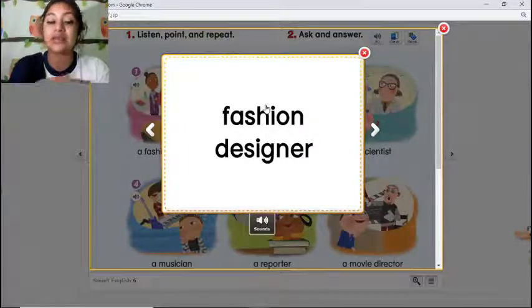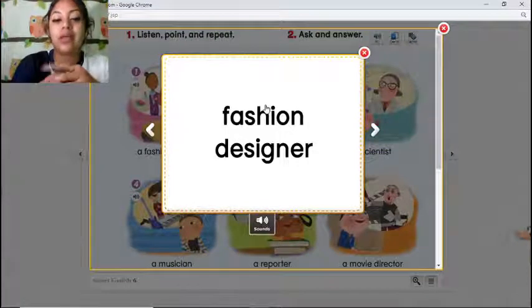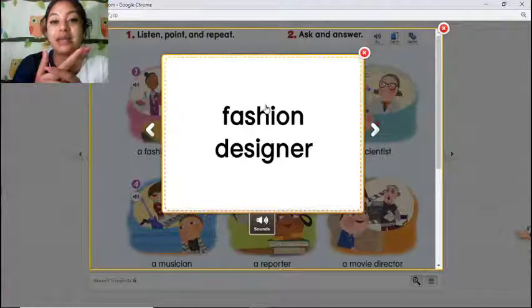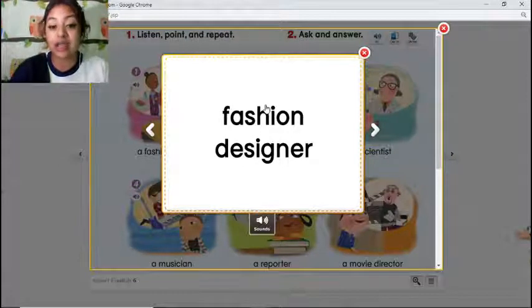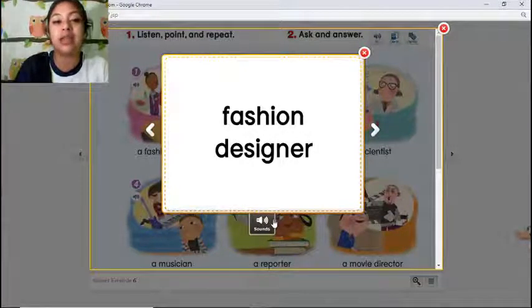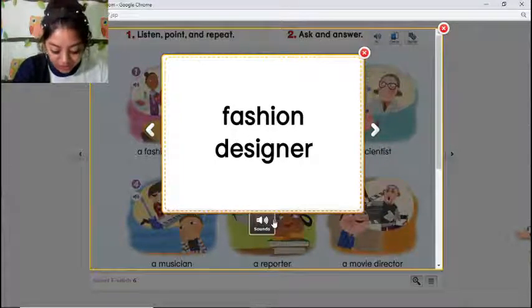Fashion space. Remember that we say space when a word is formed by two words, right? I'm going to do it again. Fashion space designer. Fashion designer. What is the meaning of fashion designer in Spanish? Who knows? Fashion designer. What is the meaning of fashion designer in Spanish? Oh, it says fashion designer, that's correct, good.